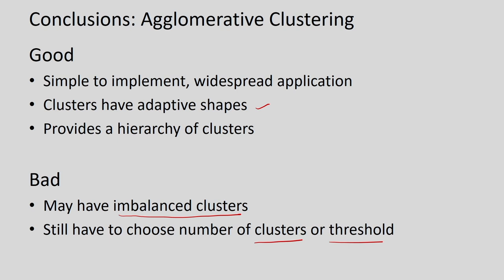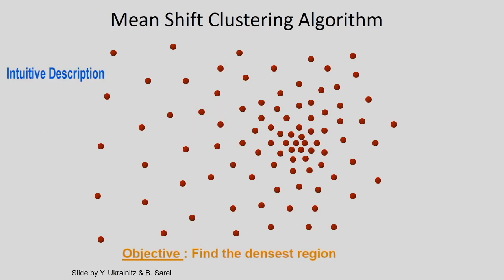So based on the threshold, that also I have to define. So these are the disadvantages and advantages of the agglomerative clustering algorithm. Now let us move to the second clustering technique, that is the mean shift clustering technique.